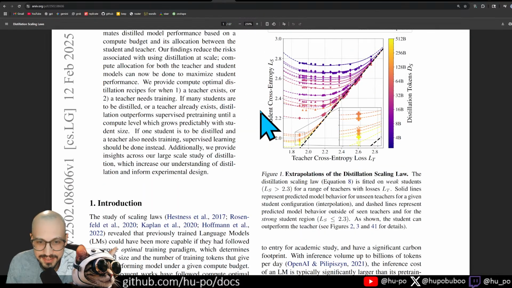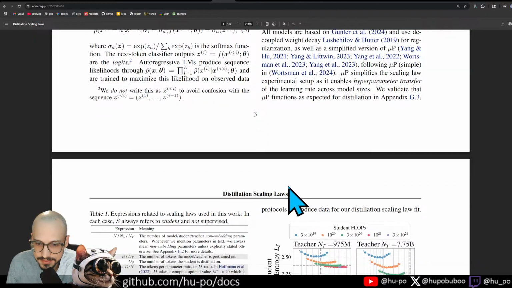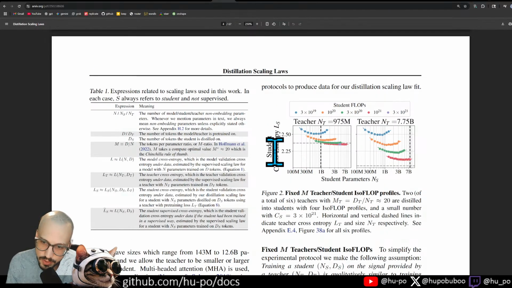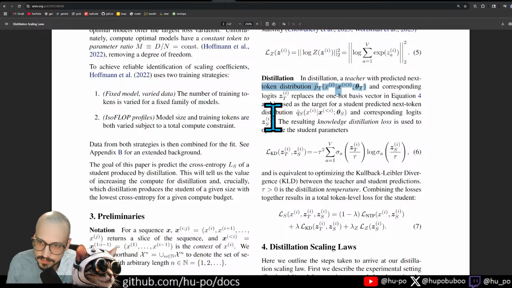All right, what else do we got? Distillation, scaling laws. Is there anything important here? Student cross entropy. Knowledge distillation loss. There's that KL divergence. Right? There's that KL divergence from the reinforcement learning coming back, which is equivalent to optimizing the Kullback-Leibler divergence between the teacher and student predictions. Right?